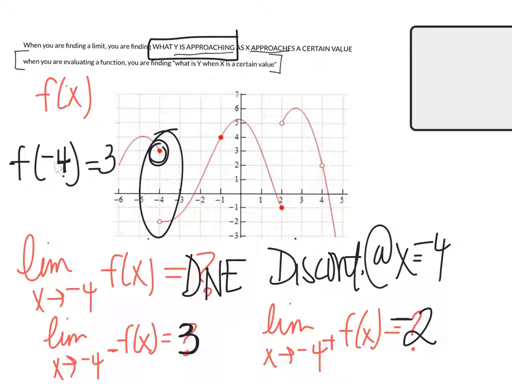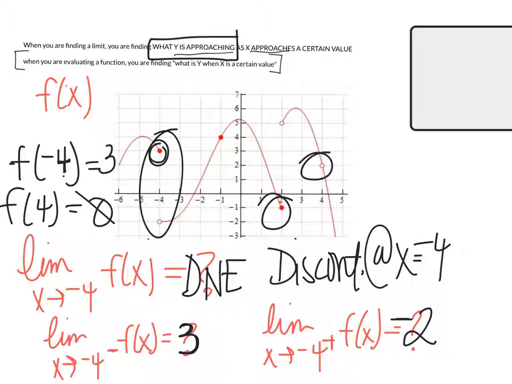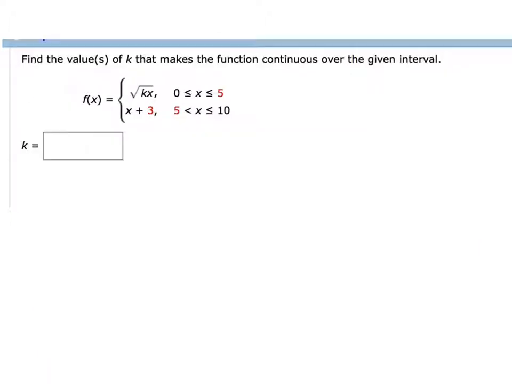This question is saying, what is y when x is -4? So, what is f of 4, let's say? Well, f of 4, there is no point there. f of 4 does not exist. f of 2 exists, f of -1 exists, f of 4 does not exist. So that's a little information about limits and continuity. So let's take a look at the questions you guys sent me.